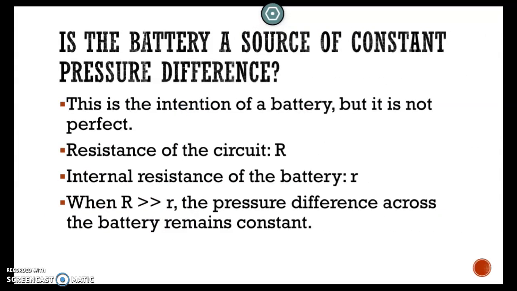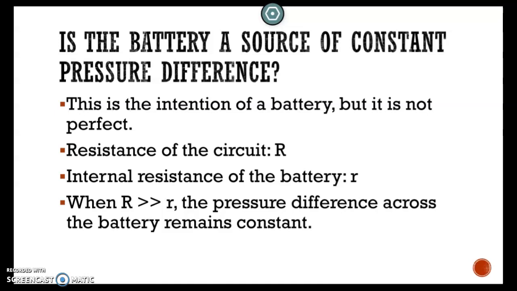Okay. Now, first big question, is the battery a source of constant pressure difference? Now, as we've spoken about before, that is the intention of the battery. Its job is to maintain a constant pressure difference, but what we have seen is that the battery is not perfect at doing that. And as we reduce the overall resistance of the circuit, we see that the battery gets worse at doing its job. And so we're going to just take a quick look at why here.